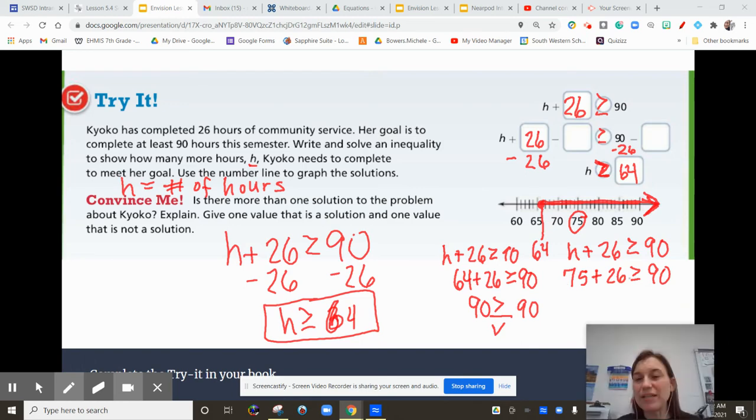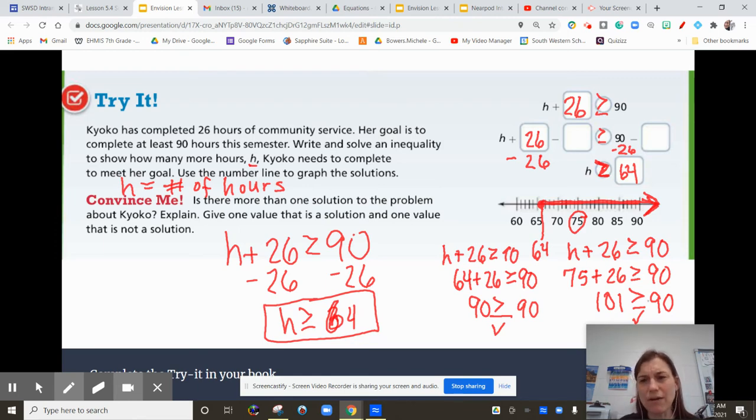So 75 plus 26 is 101. Is 101 greater than or equal to 90? Well, another one people get stuck on: it's not equal to. No, I know, but is it greater than 90? Yes. So it has to be either greater than or equal to, and then it works. So yes, I've shaded it the right way.